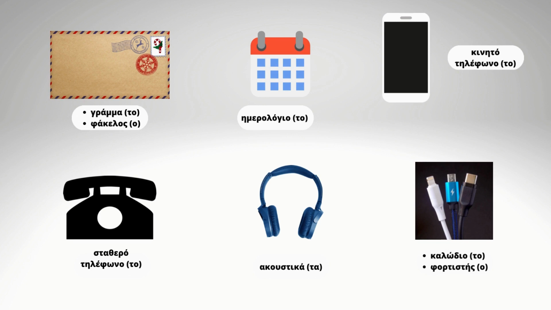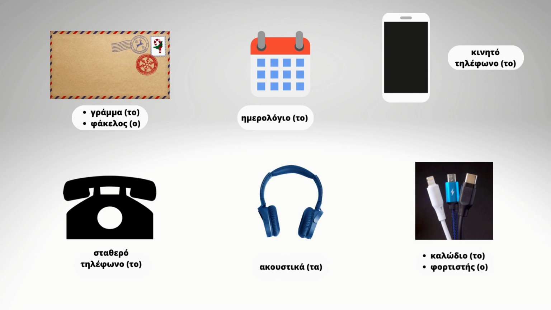So we have the words το γράμμα and ο φάκελος. Το γράμμα means the letter, basically. And ο φάκελος, in this case, means an envelope. The second word of this slide is for a calendar, and the word is ημερολόγιο. This is a neutral gender word. Το ημερολόγιο.